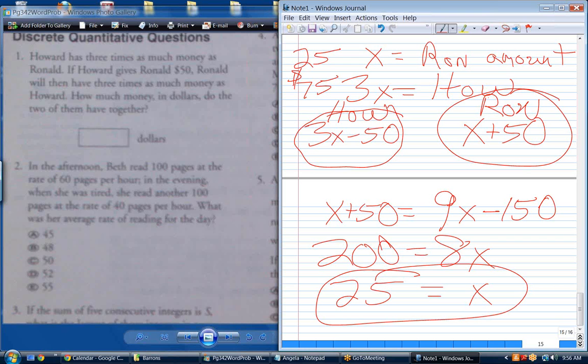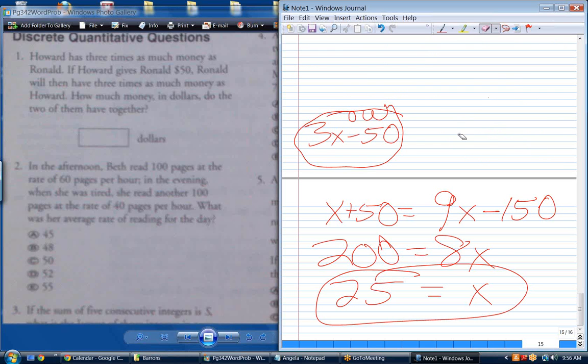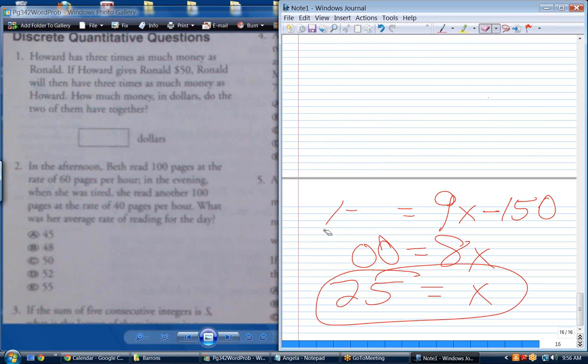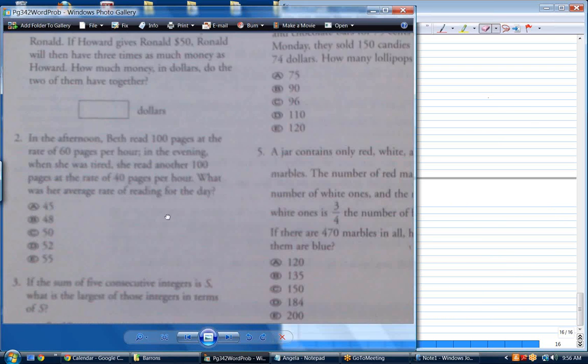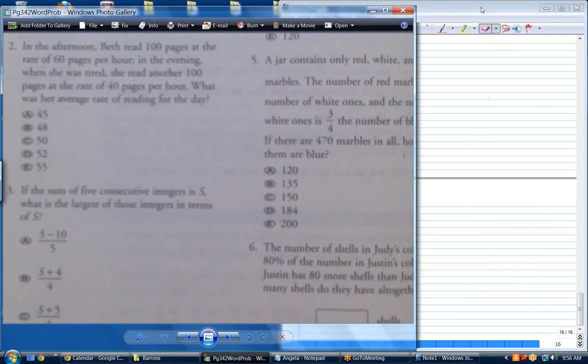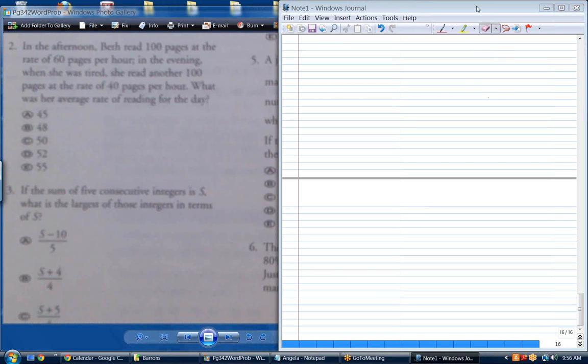Whether you'd want to go through the check phase or not, I would say probably on this, because this was a little more difficult to set up than normal. They trickified it a little bit. But still, that first step, I think, is huge. And again, you can see why we didn't want to let X equal how much the two of them have together. It would have been really hard to do like that. Okay, let's try this one.